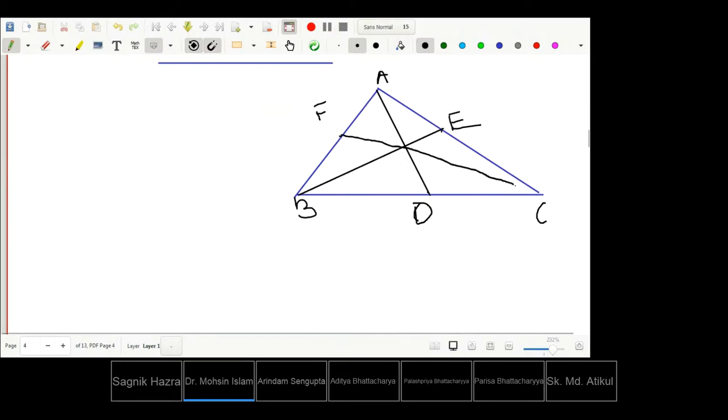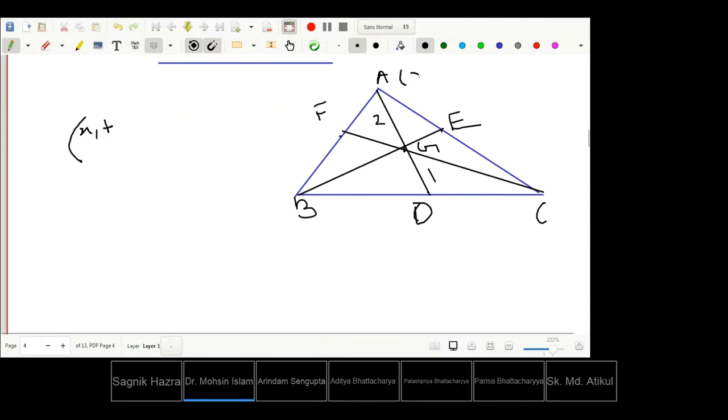If you draw the medians, they will intersect at a point. That point is called the centroid of the triangle. And you know that the ratio is 2:1. This is all the centroid of the triangle.